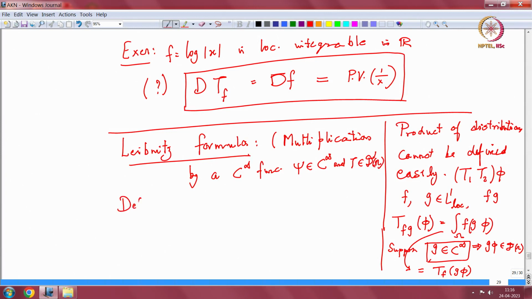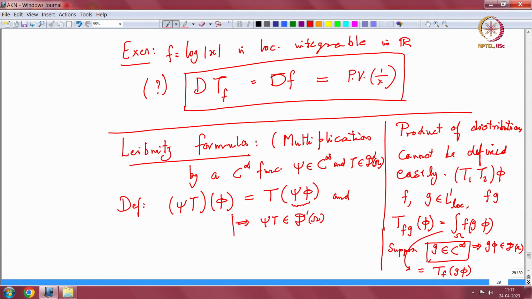How do I define it? The definition is: psi T, the product of a C infinity function with a distribution, evaluated at phi is nothing but T evaluated at psi phi. This is well defined because psi phi is a D omega function, since psi is C infinity. The continuity and linearity follow from the continuity and linearity of T, because psi is fixed. So, psi T is in D prime of omega.